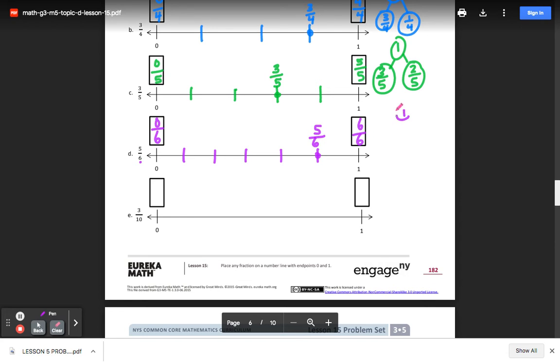When I do a number bond, I'm going to say 5/6 and 1/6 makes 6/6. 5 plus 1 is 6. 6 over 6 is that 1.